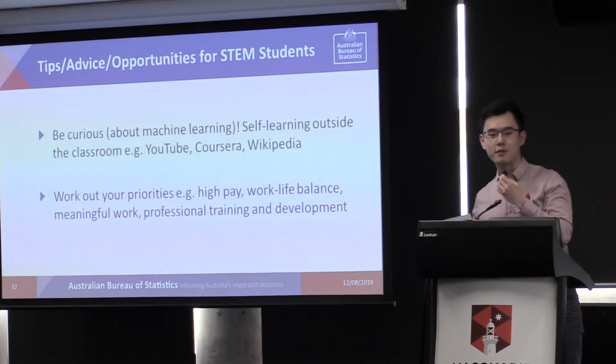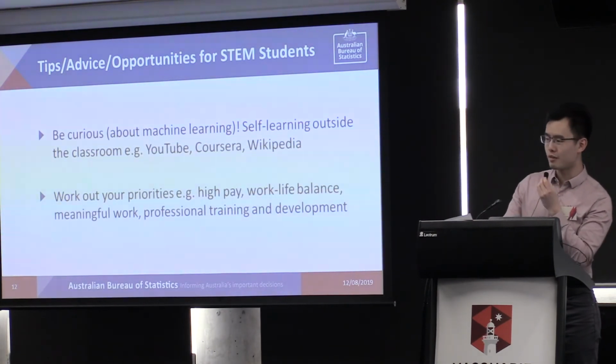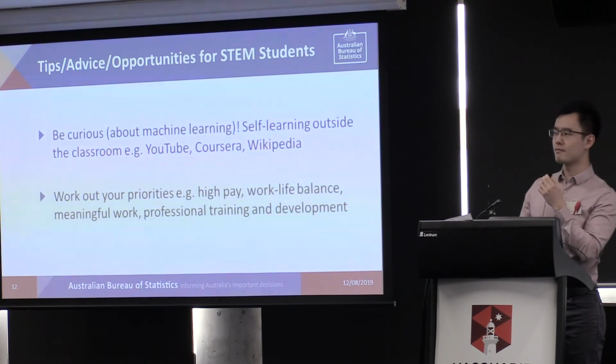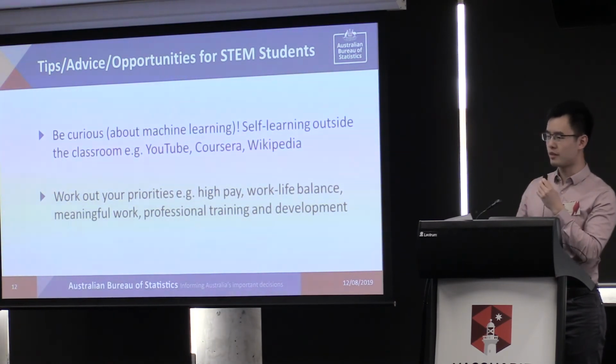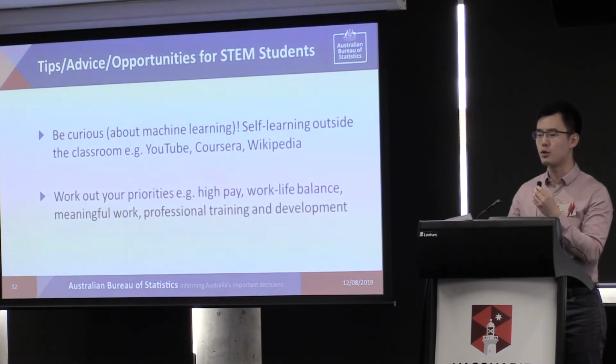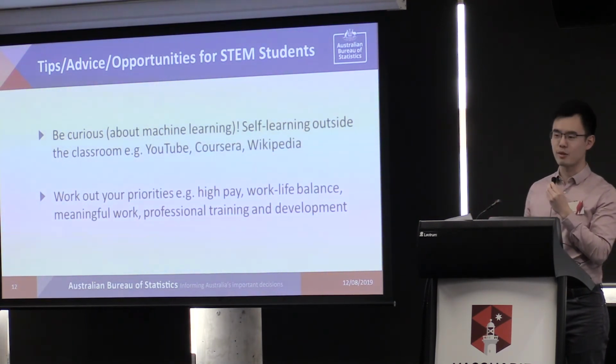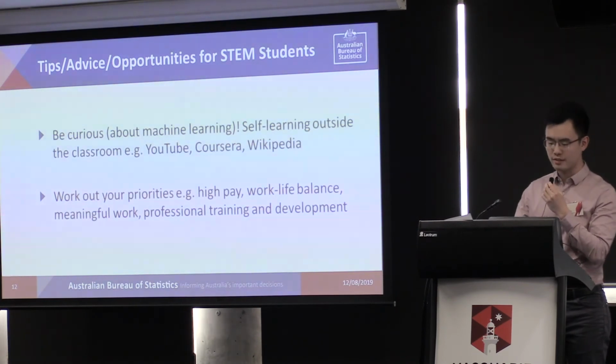And my advice for everyone here would be to work out where your priorities are. So if you want to think about the broad categories in which the things that a job can offer you, you can broadly say it's pay, it's work-life balance, whether the work is meaningful, and the amount of training and development you get while you're on the job.